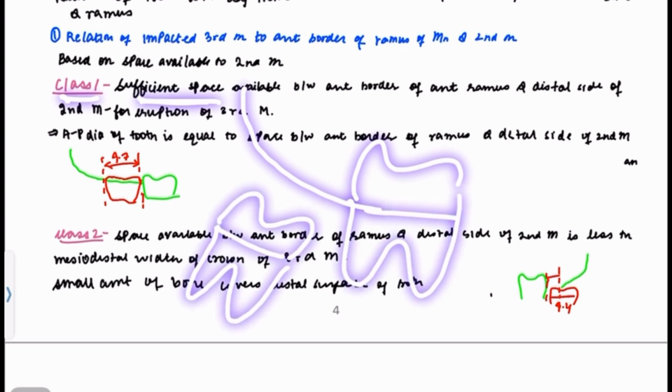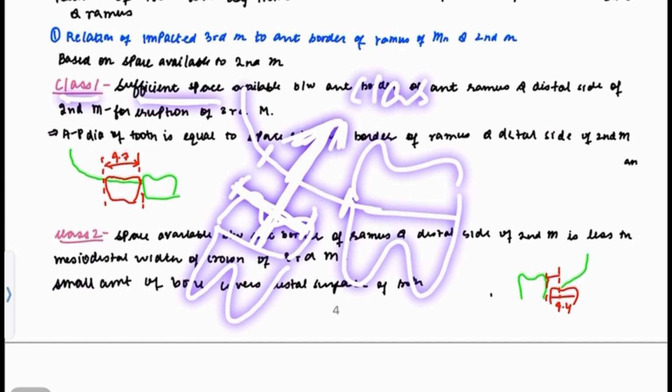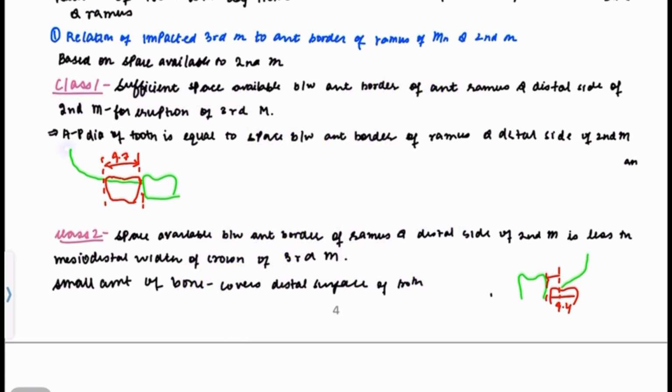So what does this mean? That this mesiodistal width will be equal to this mesiodistal width. There is sufficient width, there is sufficient space available for this third molar to come out. So that is class 1. So that means the anterior-posterior diameter of the tooth is equal to the space between the anterior border of ramus and the distal side of the second molar.